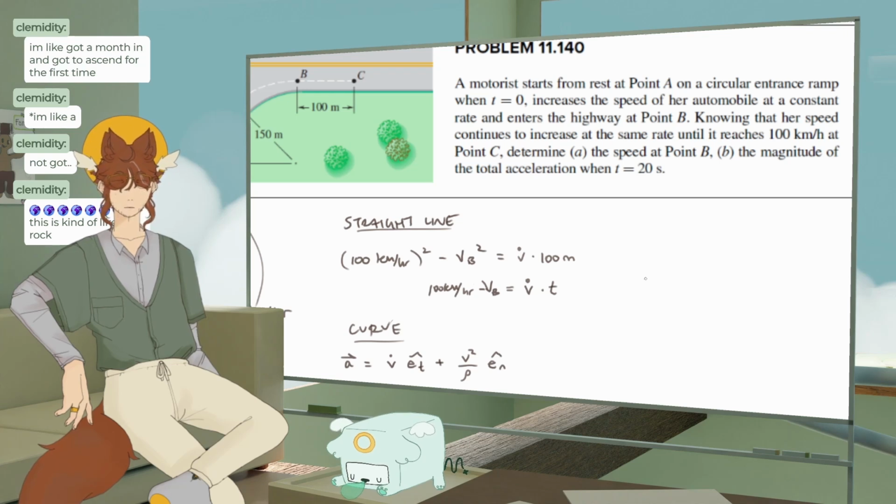You can't solve this problem. Okay, I don't know anything about her speed, except for the fact that it's the same at B as it is at B. It's the same at the end of the first part and the beginning of the second part. She increases the speed of her automobile at a constant rate. So V dot is constant, but we don't know it. Her speed can increase at the same rate. Okay, what else do we have?